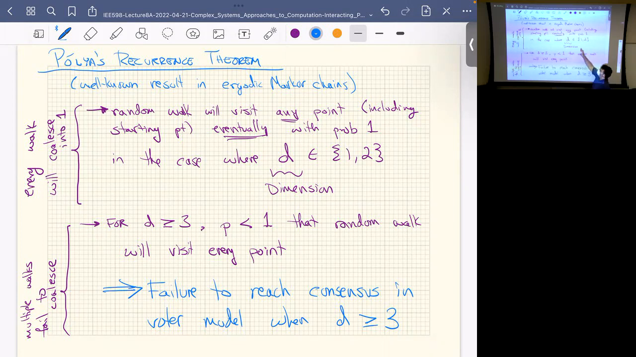So if you live on a line or in a plane, then this coalescing property basically means everybody's going to get sick. There's no way for an opinion to not eventually reach everyone. There's always going to be one opinion that will dominate. Here, you'll always get consensus. So this is saying always consensus in the voter model.